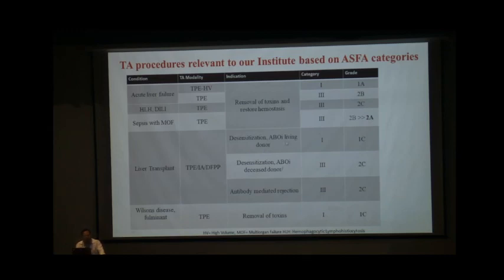Desensitization, ABO incompatible living donor, that comes under category 3, and antibody mediated rejection is in category 3. While in Wilson disease, we are doing TPE at high volume in our institute, and there is removal of the copper in the patients. Still it's in category 3, but there is a weak recommendation.